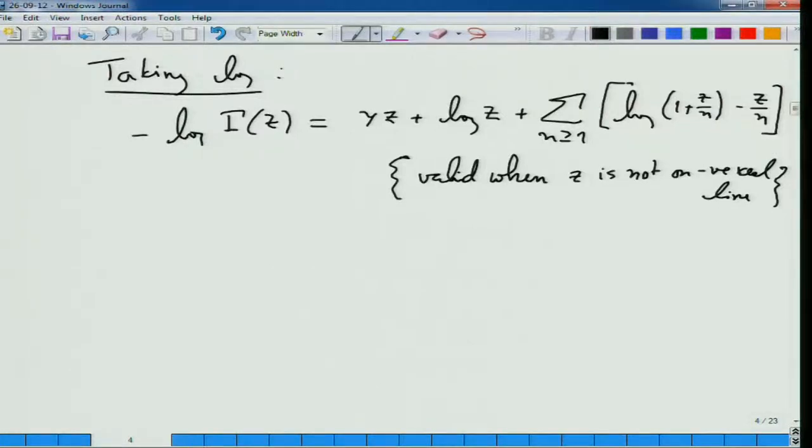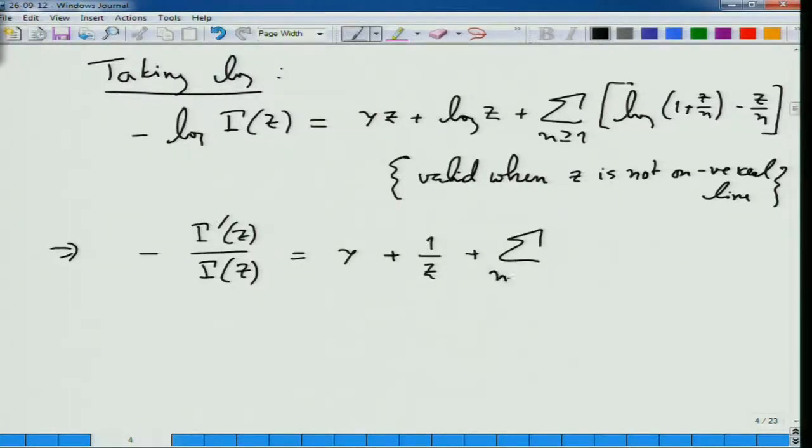Now, differentiate. Now, we can differentiate, because it is analytic now, log of this, we can differentiate. And what do we get? On the left hand side, we get minus gamma prime over gamma equals small gamma plus 1 by z plus summation n greater than or equal to 1 of (1 by n divided by 1 plus z by n) minus 1 by n.